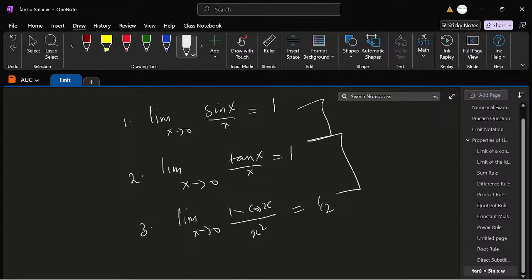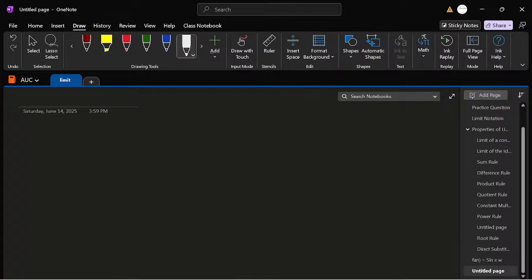Let's look into logarithmic functions. Let's say you have the limit as x approaches 0 of ln x. It will be equal to negative infinity.